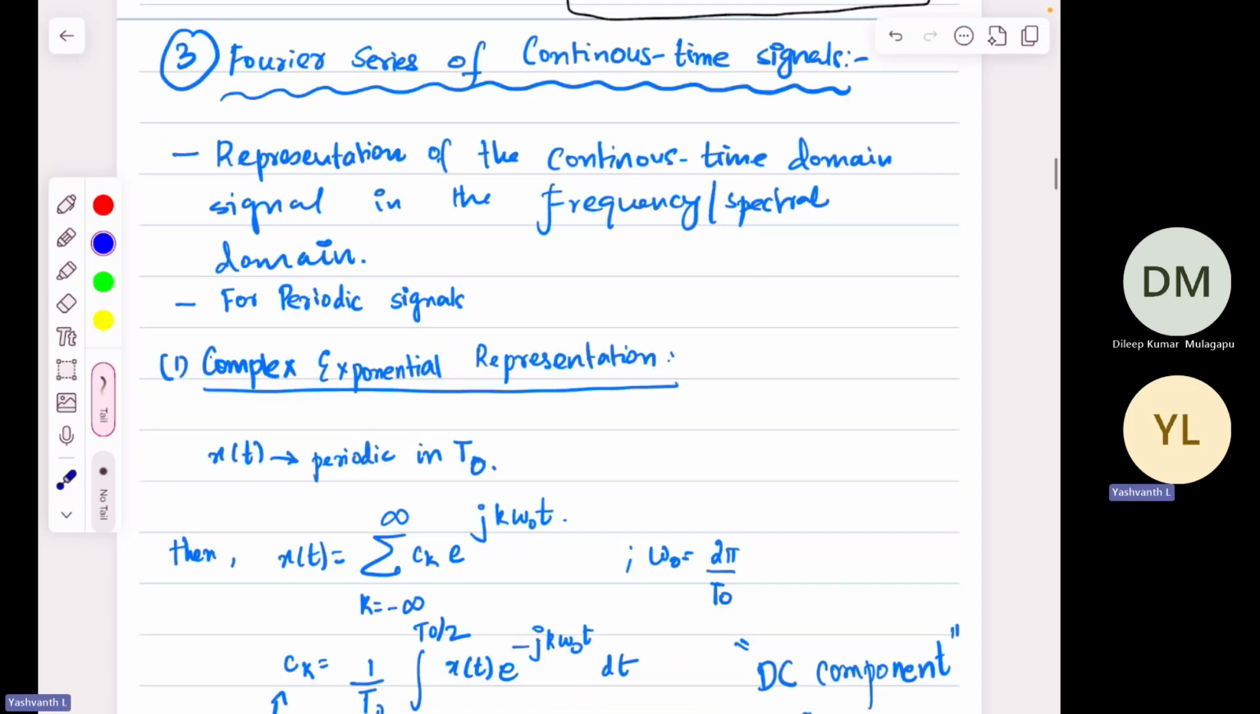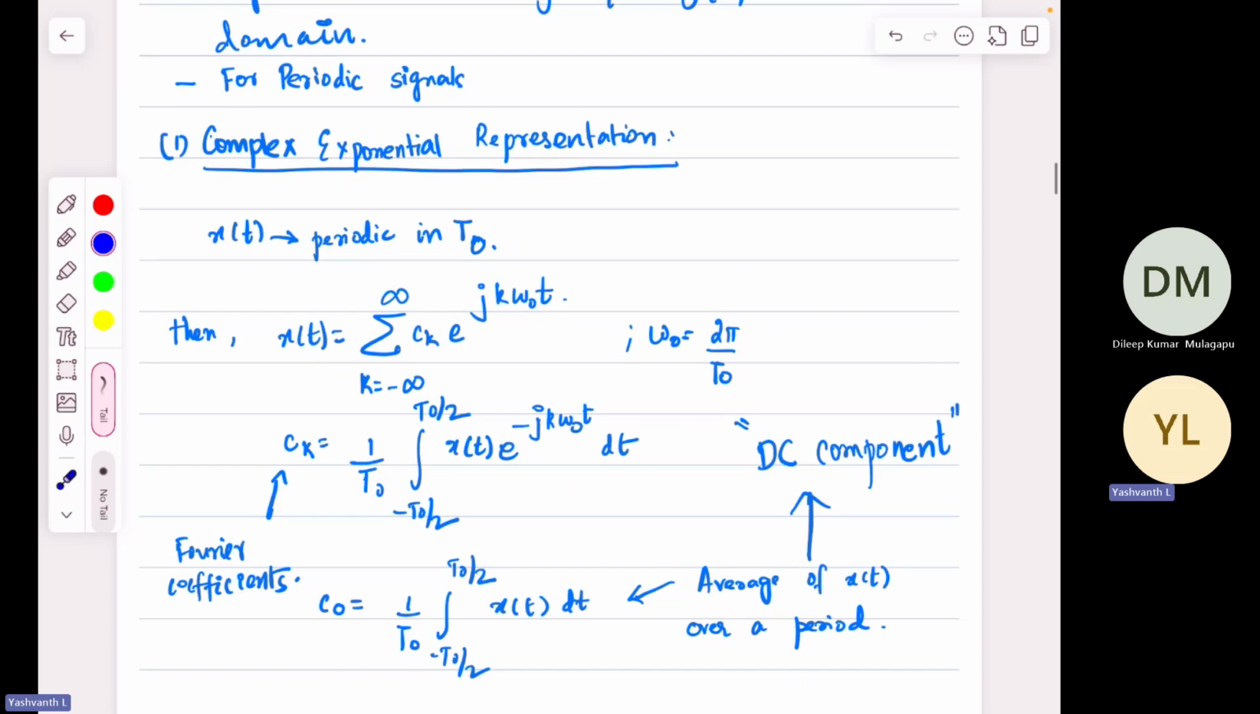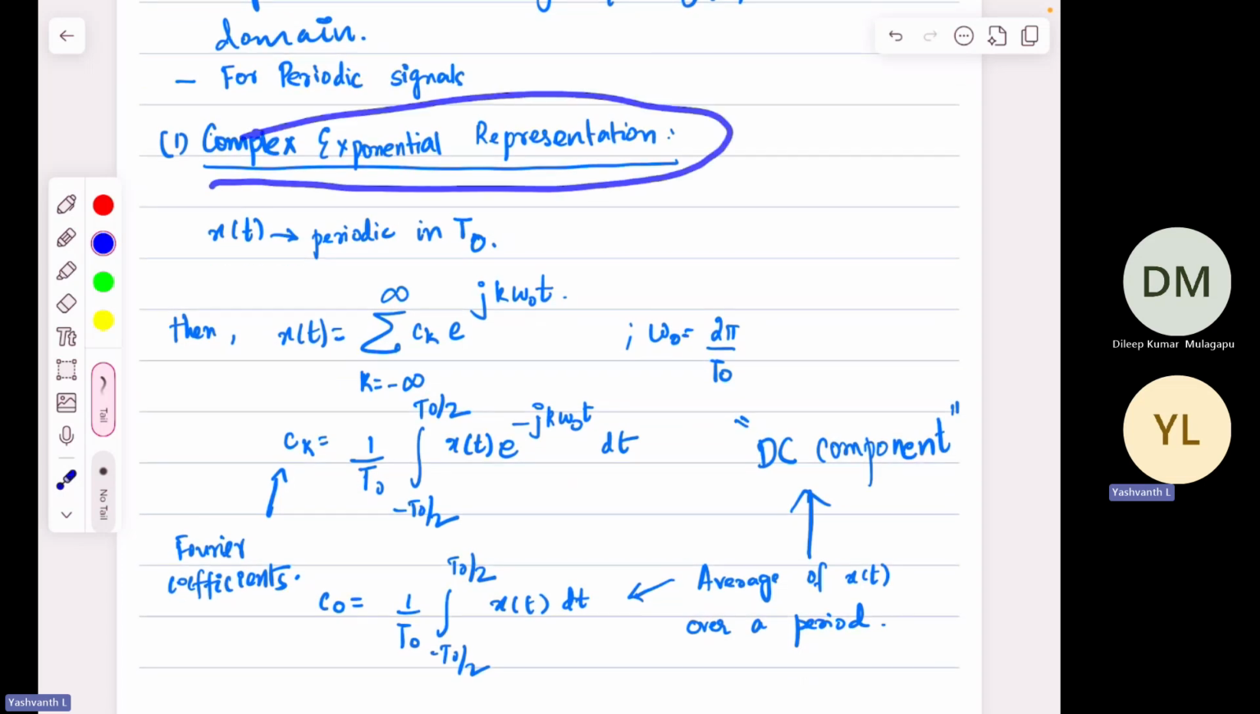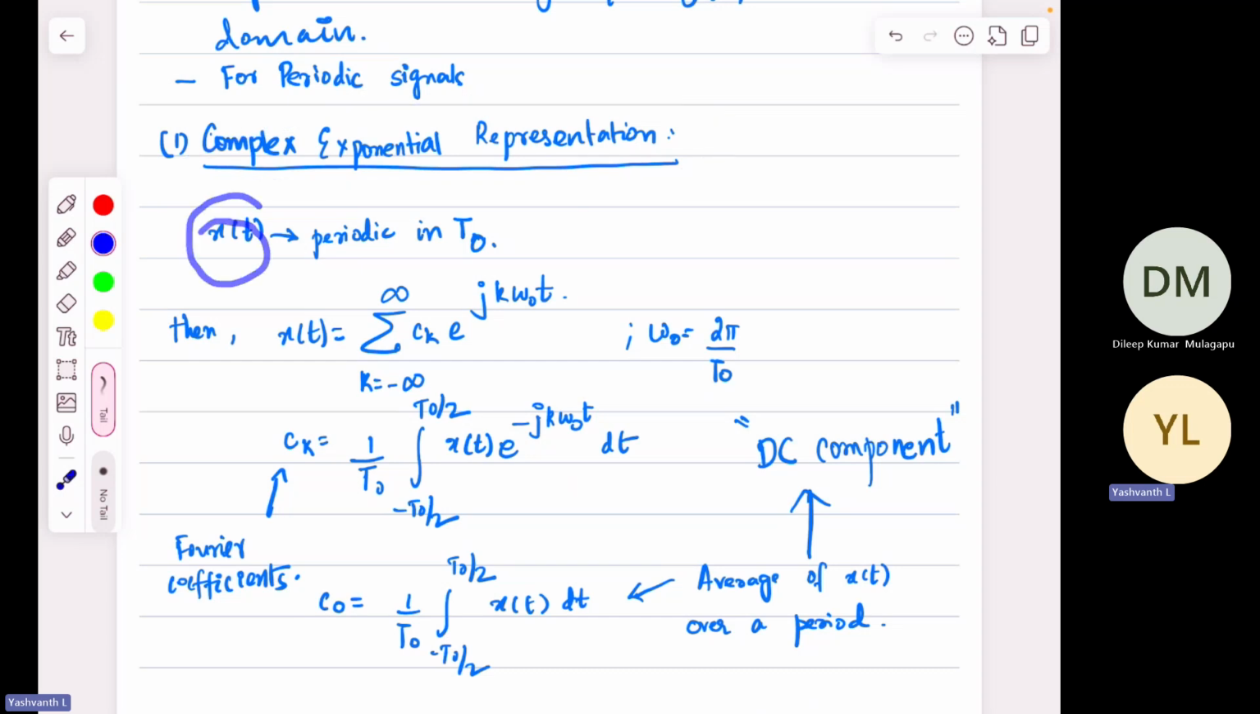Okay, there are now two types of Fourier series representations. One is called the complex exponential representation. In this representation, let's say x of t is a continuous time domain signal which is a periodic signal. If it's a periodic signal, that means it has to have a period of, let's say, t naught.